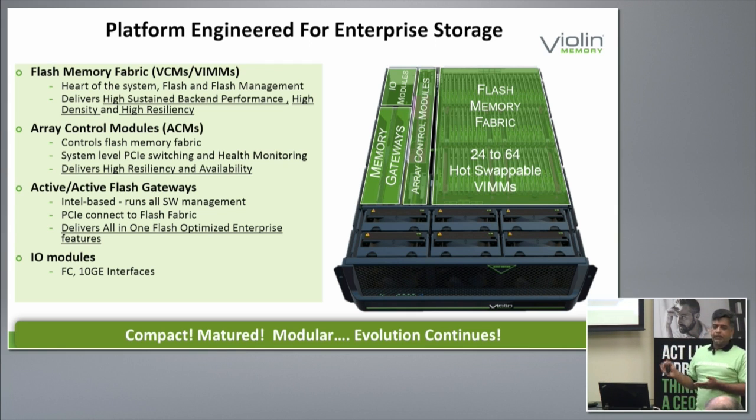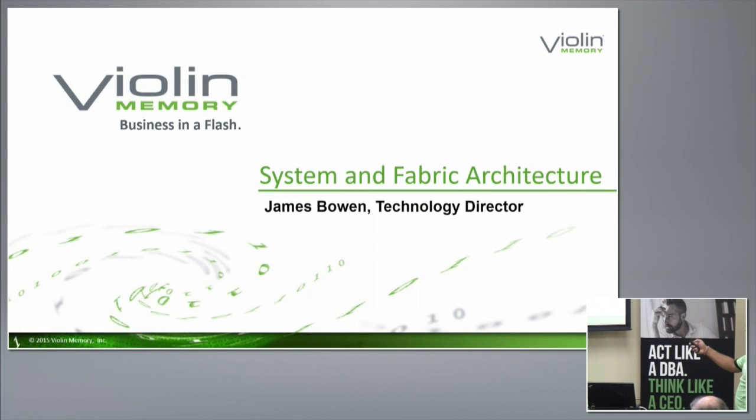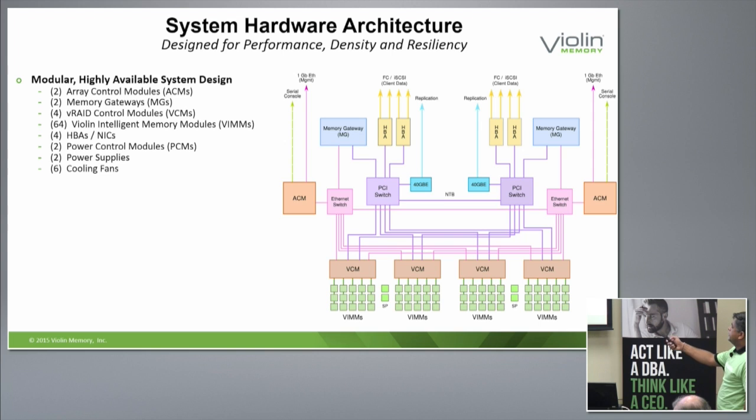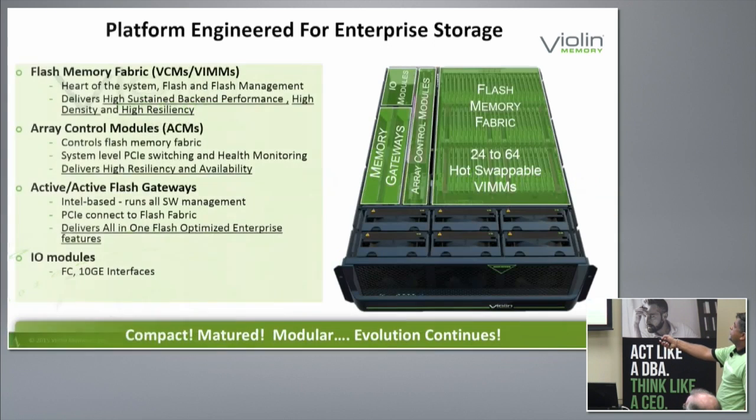So this is our 7300 box. It's compact, it's matured, and it's modular. When we released this box several years ago, it looked the same. Today, it looks the same. It's very modular, so it allows us to change. Oh, sorry. I read FC and 10 gigabit Ethernet, but not InfiniBand. Is this... Yeah, that is also there. It's probably okay. That's okay.